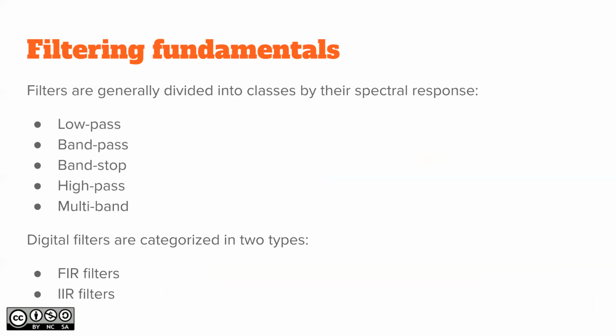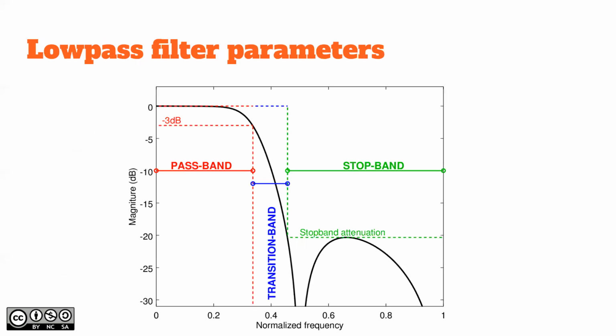So basically there are practically 5 different kinds of filters classified by the spectral response, and then digital filters are categorized by FIR or IIR systems. Topics from the third session. And when we are looking at a low pass filter, then there are some parameters there, like passband.